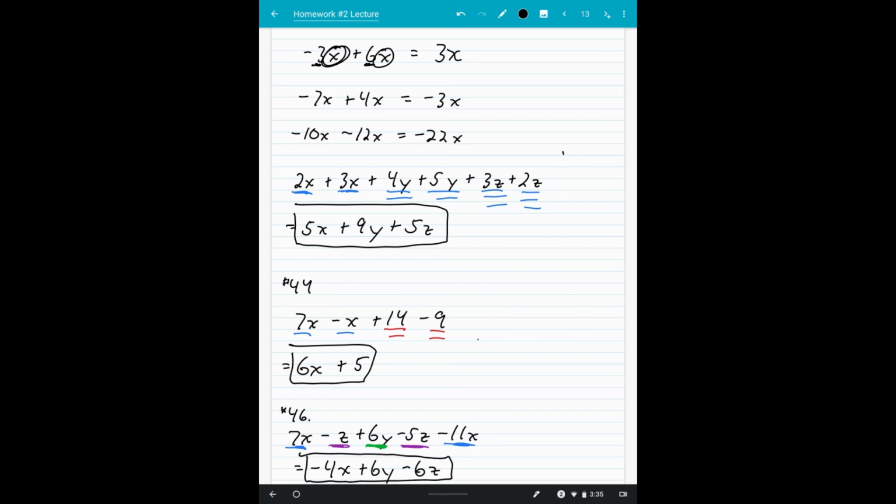And the reason why I did x, then y, then z is because we usually put them in alphabetical order. So just put them in x, y, z, a, b, c order, whatever makes sense. Now, if they're out of order, say if it's 6y minus 4x minus 6z, this one is still technically correct. They don't necessarily have to be in order. It's just mathematicians, we're a little picky sometimes, and we just like things to be in order. It makes it a little easier for us to read.